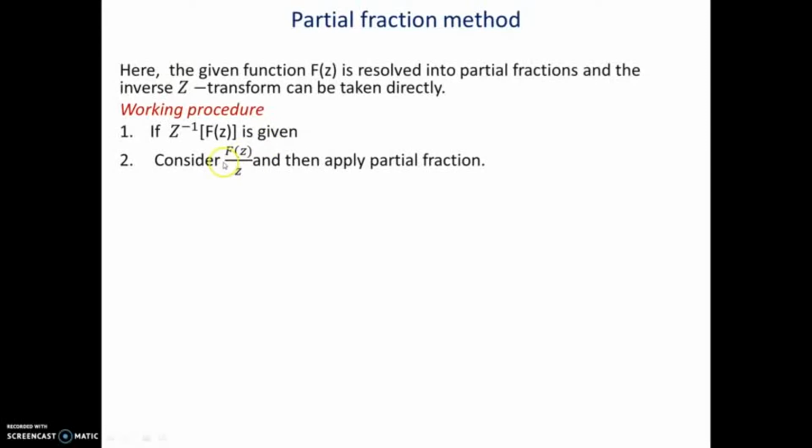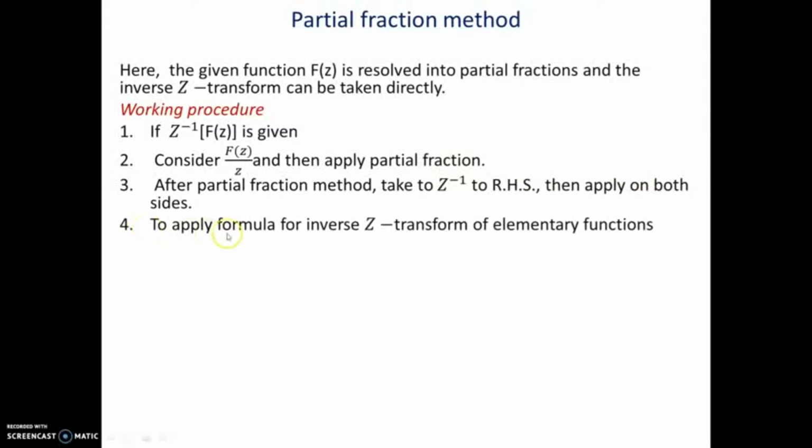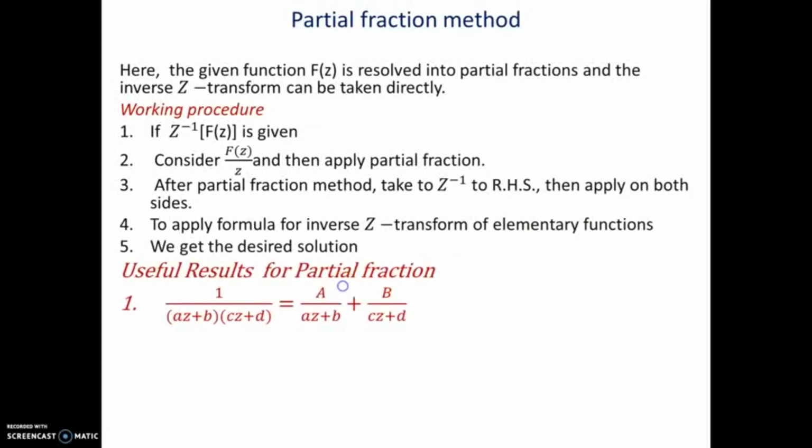Therefore, we write F of z by z and then split into partial fractions. Otherwise, we consider F of z and split into partial fractions directly. After the partial fraction method, take Z inverse on both sides. Then apply the formulas for inverse Z transform of elementary functions, and we get the desired solution. Next, how to split into partial fractions.